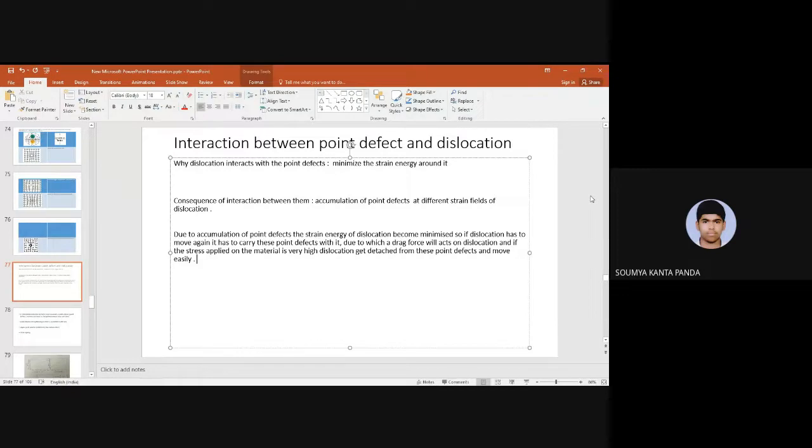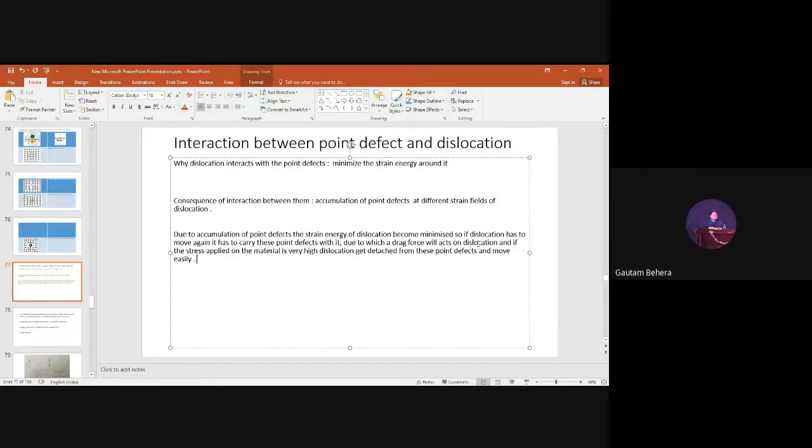Sir, the carbon atom that is added will create a compressive field, and those fields will get accumulated around the dislocations where there is a tensile field. Very good. It will try to minimize the strain energy of the dislocation. Very good. Yes. So then again, when we try to deform the material, if the dislocation wants to move, it has to overcome that energy minimization.